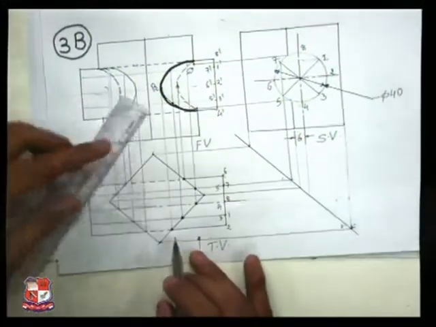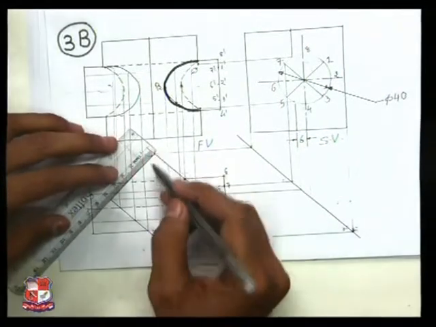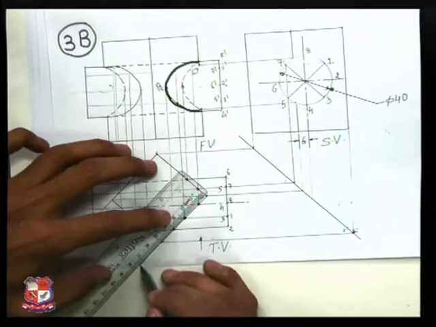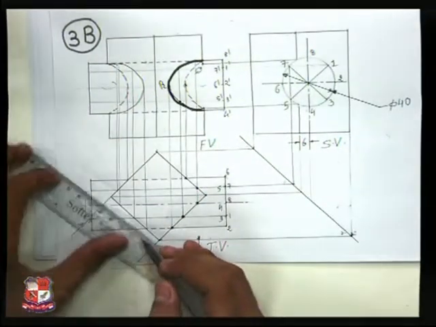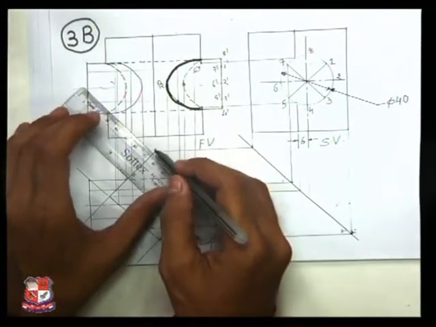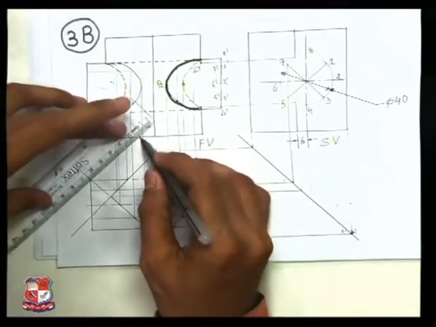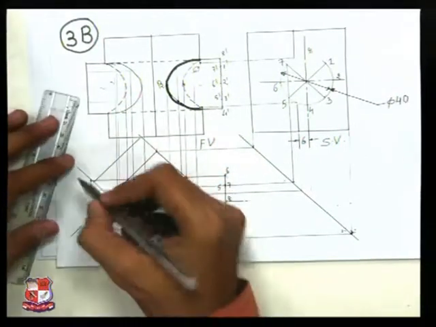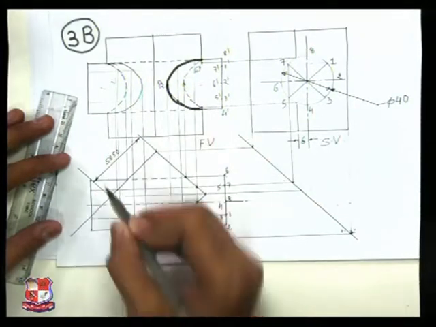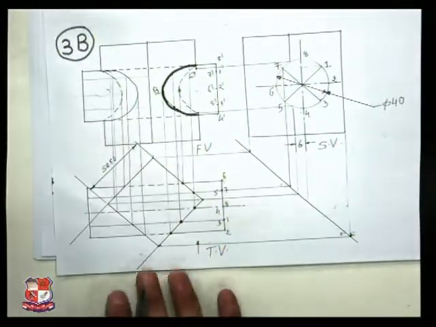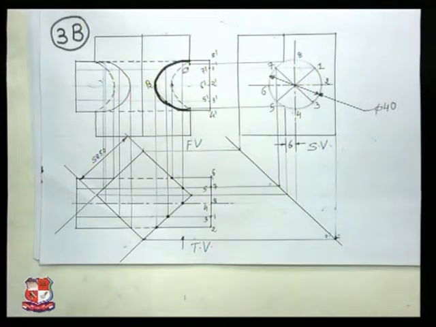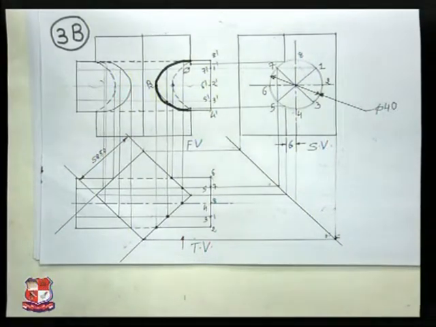Similarly, for this square we can insert the dimension like this, square of 50 millimeter. On this side it's difficult to insert the dimension, we can insert on this side also. Square 50 like this. So I hope it's clear to you, and this is the actual solution of the problem, which is shown over here.